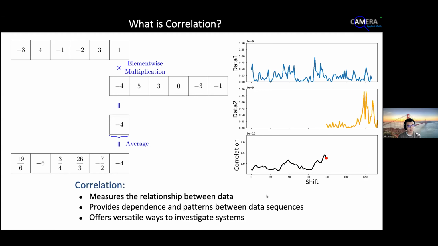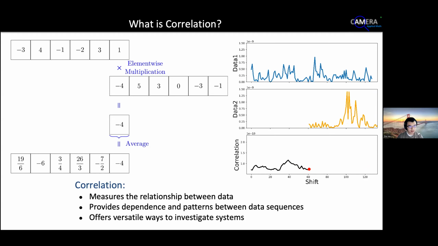Essentially, the correlation measures the relationship between data. It helps us understand how these two data arrays are related, whether they vary together or if one remains constant as another one changes. Correlation analysis also provides information about dependence and patterns between data sequences. By looking into the correlation, we can get valuable insight into the system that's generating these data arrays.